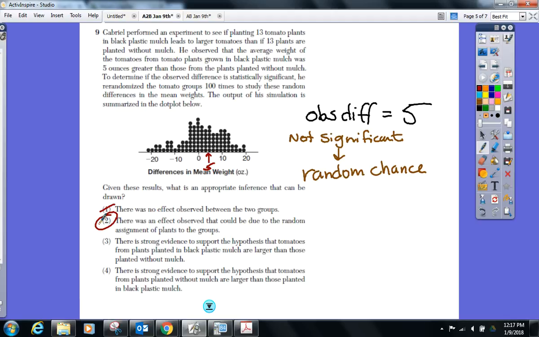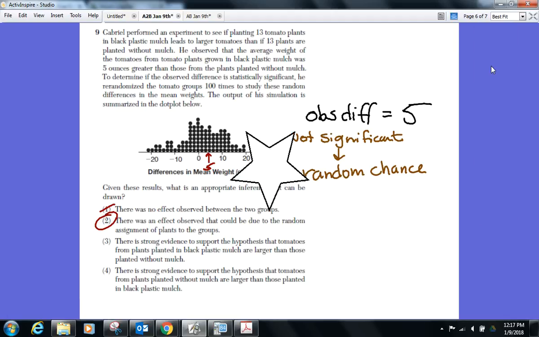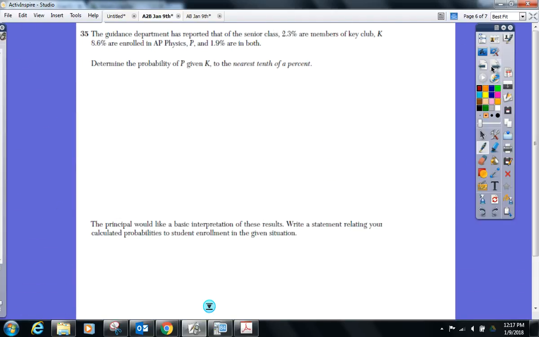Okay? Good? Last one with me today. Last one. I figured we just did a stats question, why not do a probability one?